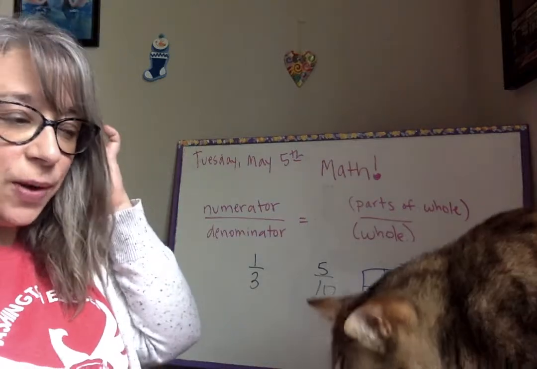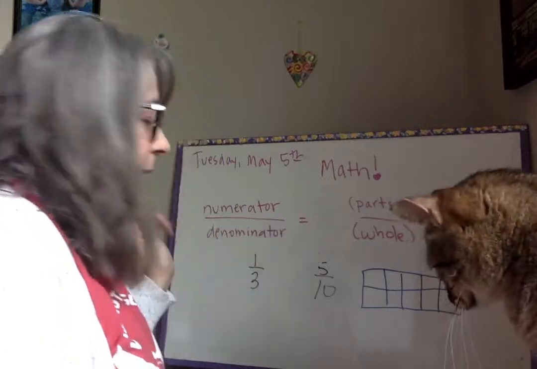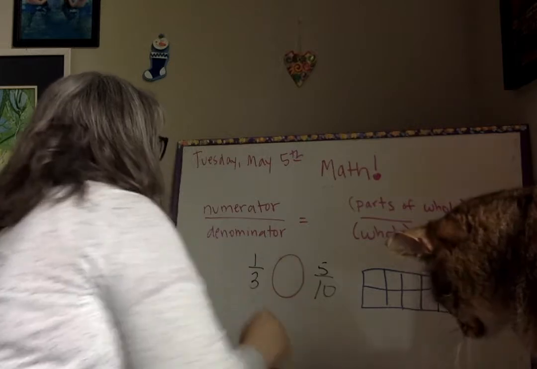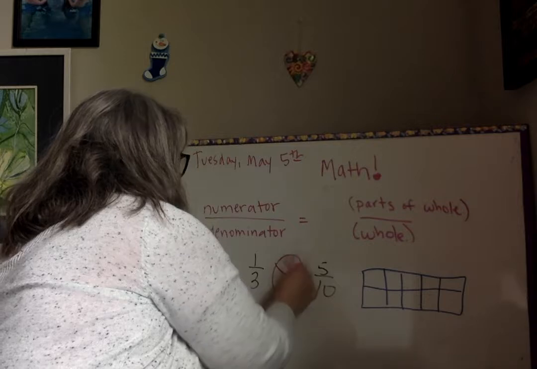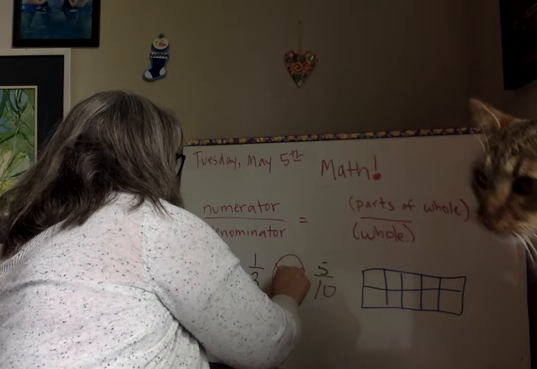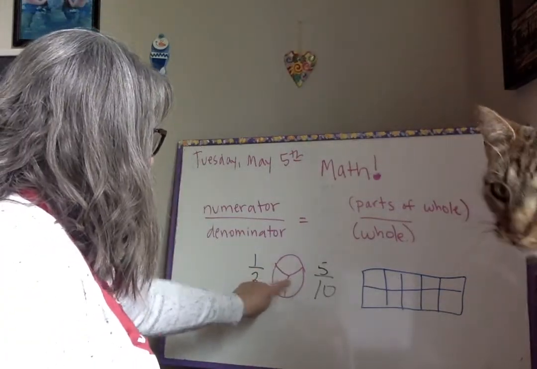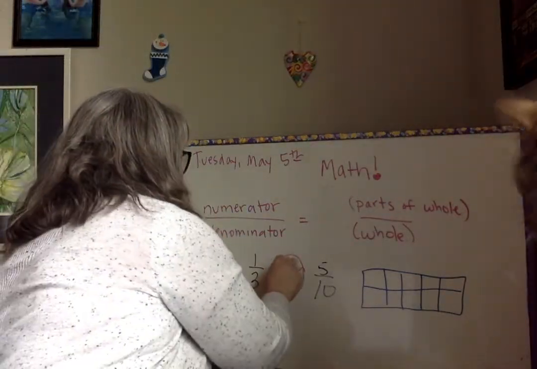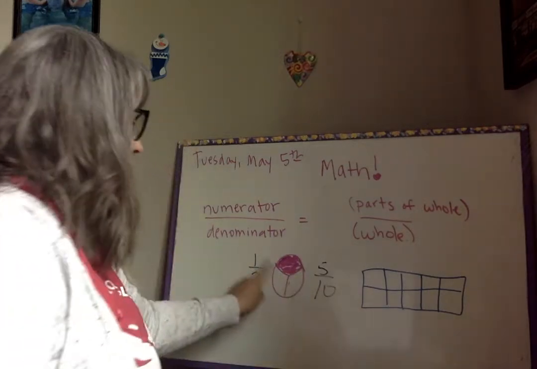So yesterday I asked you all to represent a third and show me what 5/10 would be. If we were to do a picture of a third, remember our denominator is our whole. So we have to turn this into a third and somehow make it look kind of even. So here's our three parts, 1, 2, 3, our denominator. And we're shading in one part of that 3. So this is now 1/3.